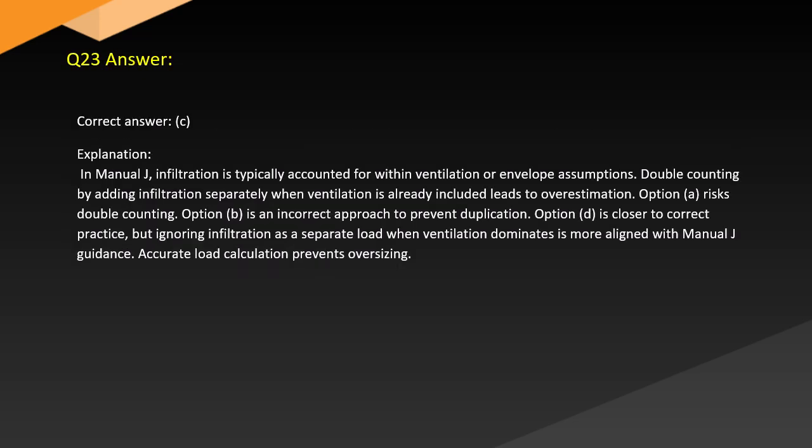Answer. Correct answer: C. Explanation. In Manual J, infiltration is typically accounted for within ventilation or envelope assumptions. Double counting by adding infiltration separately when ventilation is already included leads to overestimation. Option A risks double counting. Option B is an incorrect approach to prevent duplication. Option D is closer to correct practice, but ignoring infiltration as a separate load when ventilation dominates is more aligned with Manual J guidance. Accurate load calculation prevents oversizing.